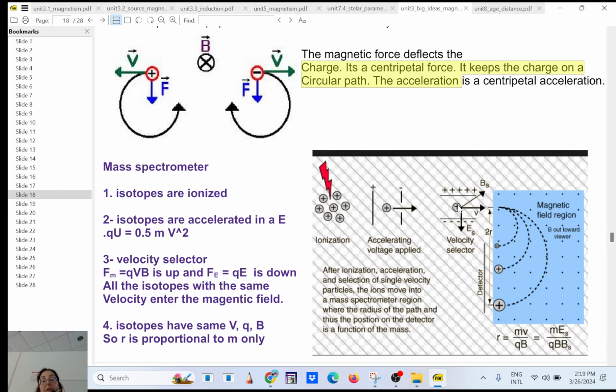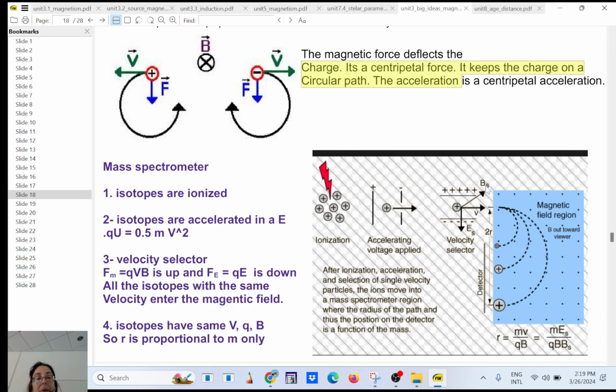So let me ask you something. Here you have an electric field. It's like a parallel capacitor. So the electric force will be where? Up or down? See, it's a positive charge. You have an electric field between plus and minus. So a positive charge wants to go down. Very good. The electric force is down.